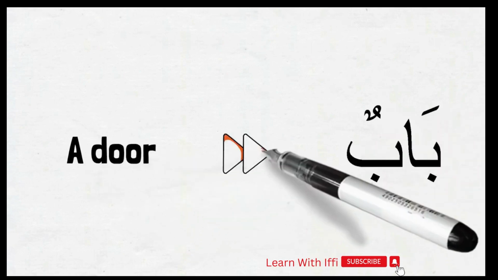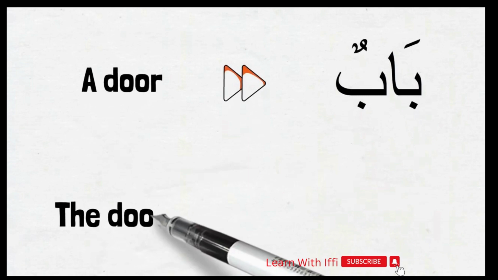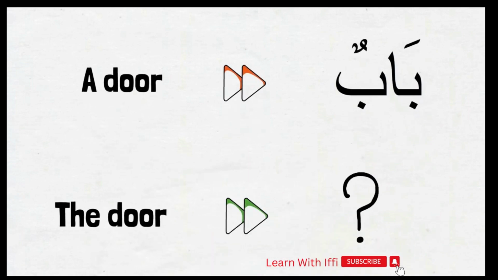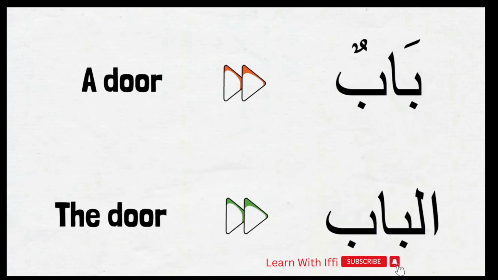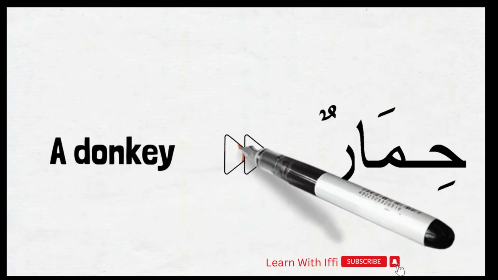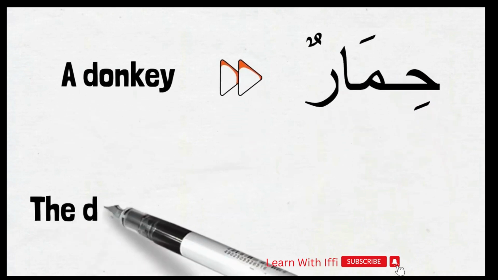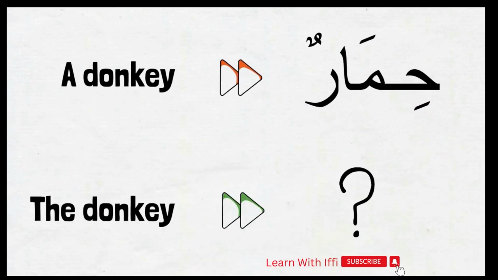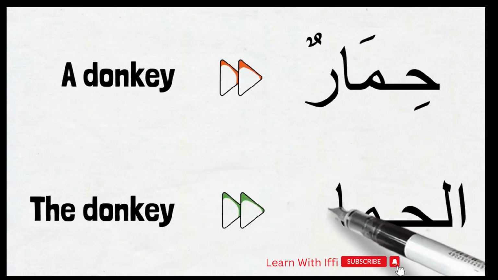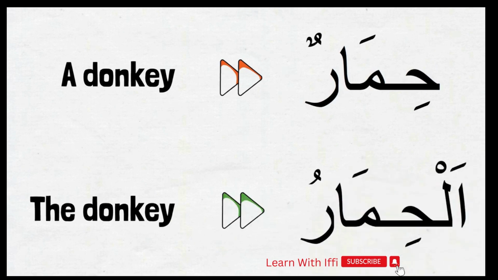Another example. Babun, a door. What would be the definite form? Al-babu. Correct. Not al-babun. It should be al-babu. Al is added, noon is dropped. Third one. Himarun, a donkey. What is the definite form? The donkey? Al-himaru. Perfect. Al-himaru.